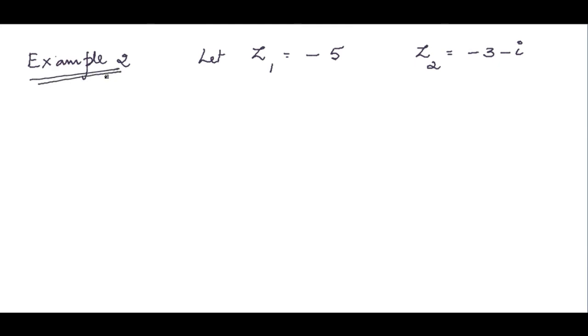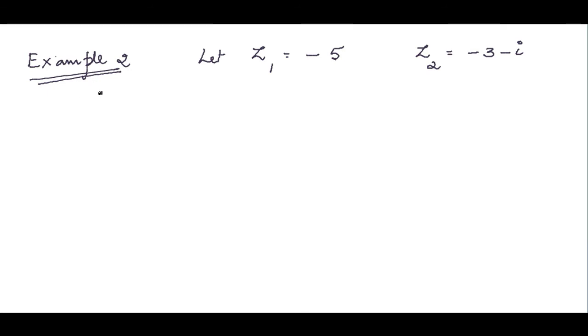So let me take one more example, example 2, for the multiplication of two complex numbers. Let z1 be equal to minus 5, and z2 let it be equal to minus 3 minus i. Now let us use both the methods and let us verify the result. You can go for any one method, but let me write both the methods here.